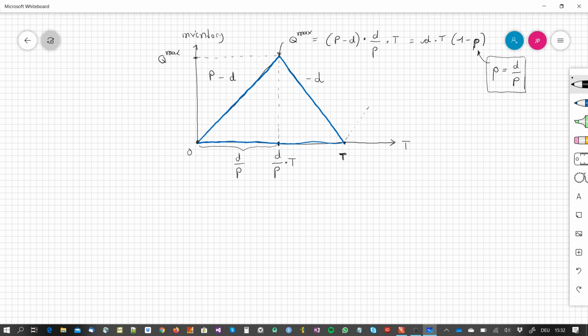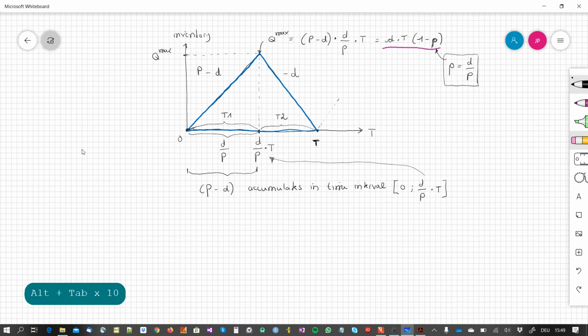So in this time fraction of our cycle, we have P minus D of inventory that accumulates in the time interval starting at 0 until D divided by P multiplied by T, which is our point here in time.